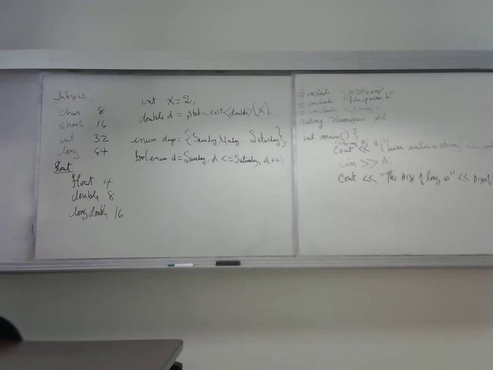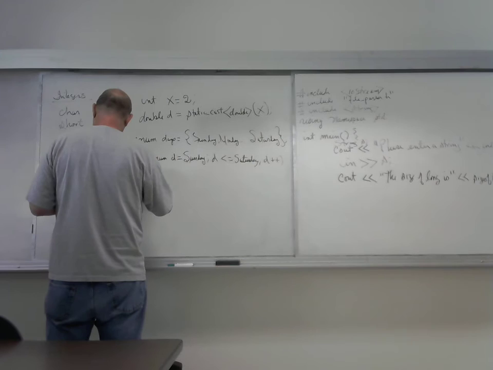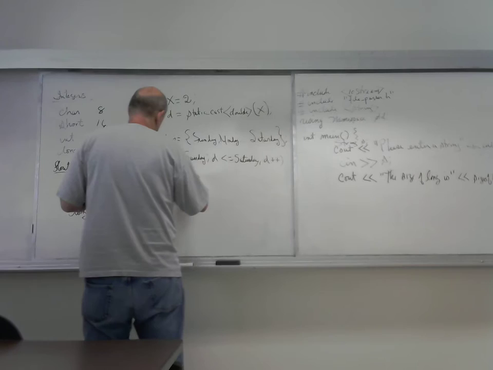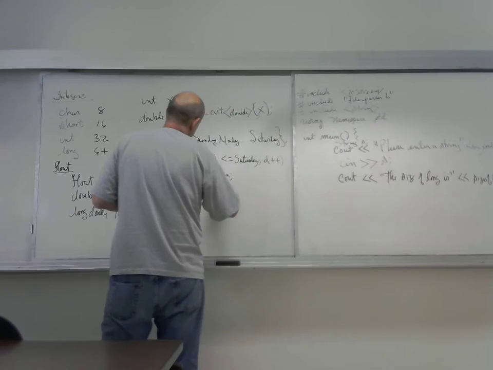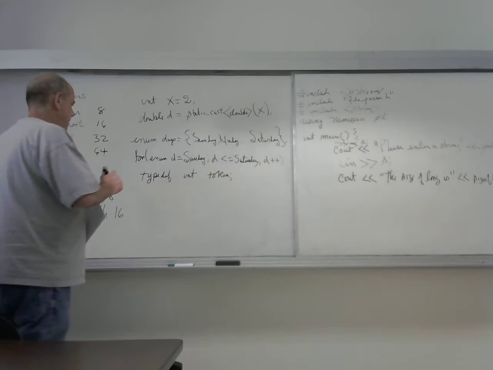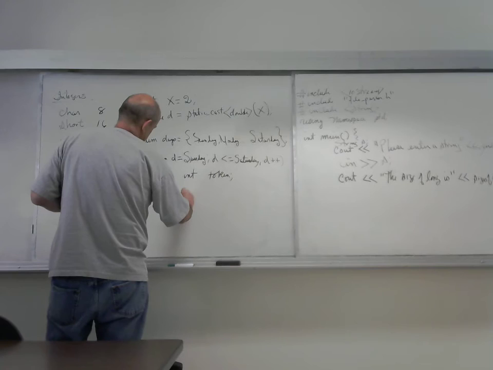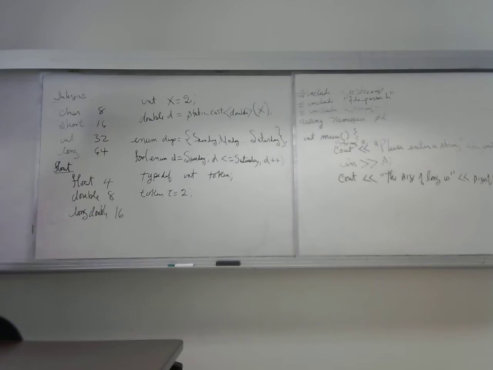We also have typedef. And this gets used a lot. This is used quite a bit. The simplest form of this to show you creates an alias for an int called token. So now you can say token t equals 2. So later on when we have more complex structures, this will make sense to you. So I just want to make you aware of that.